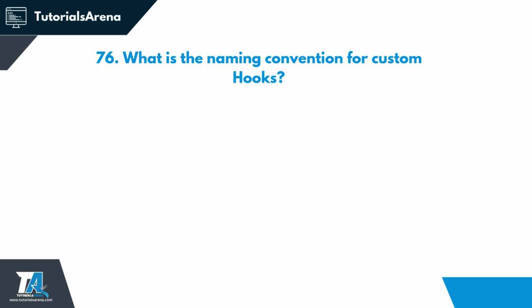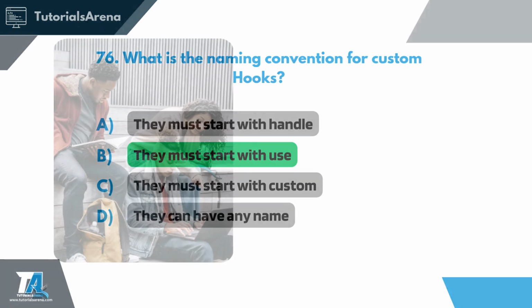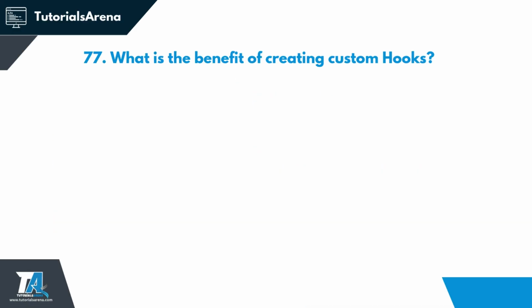Moving on to the next question. Question 76. What is the naming convention for custom hooks? The options are Option A. They must start with handle. Option B. They must start with use. Option C. They must start with custom. Option D. They can have any name. The correct answer is Option B. They must start with use. Moving on to the next question.